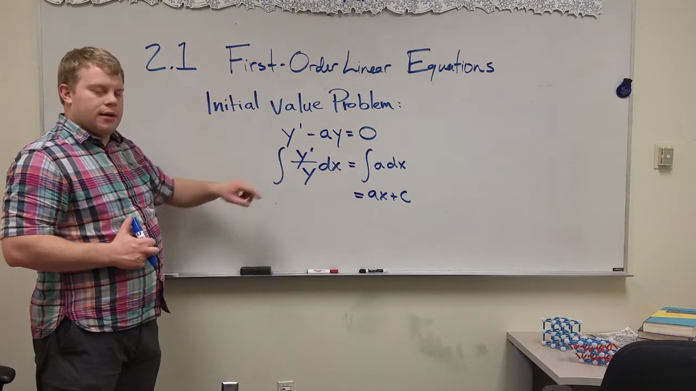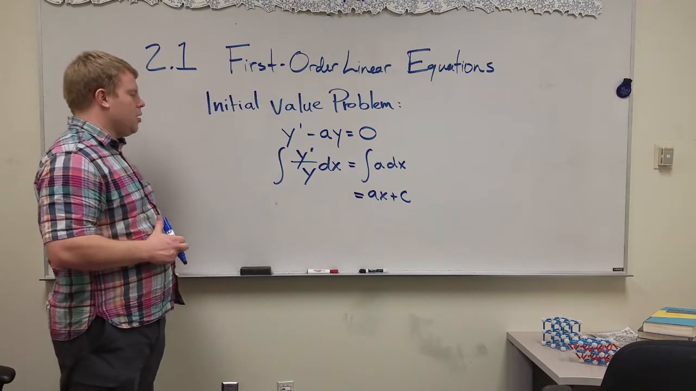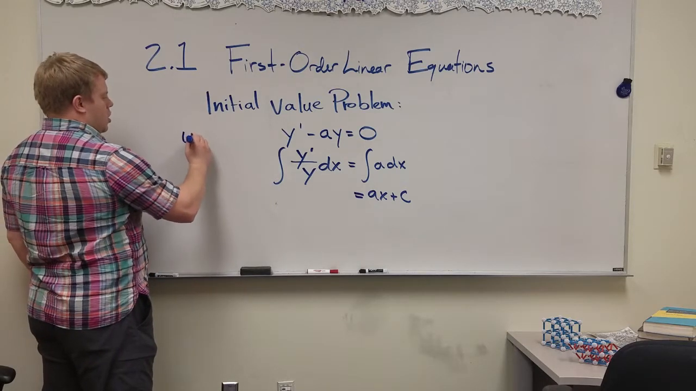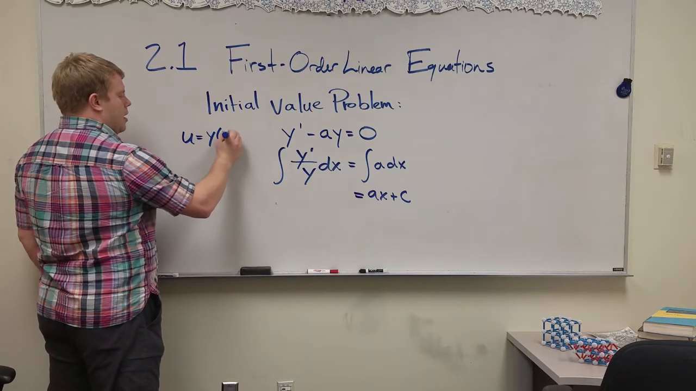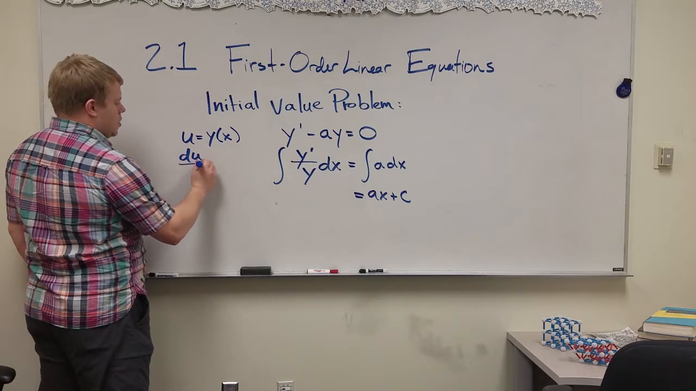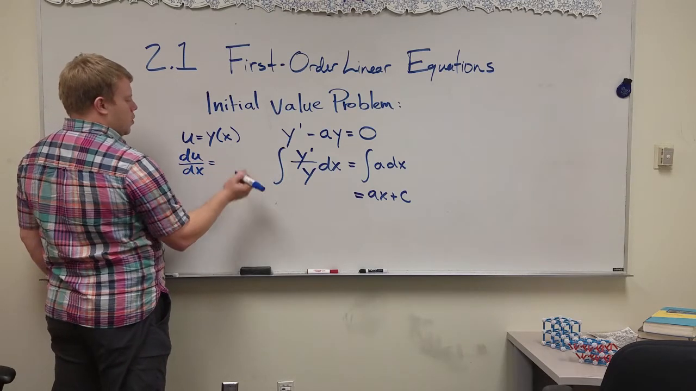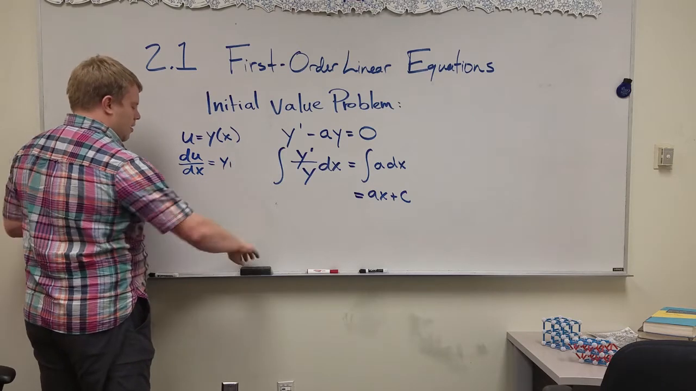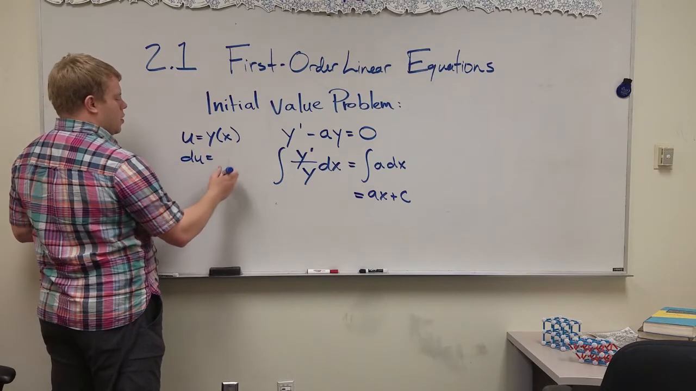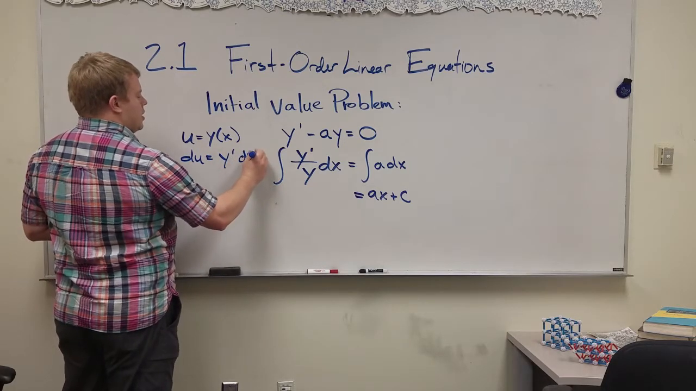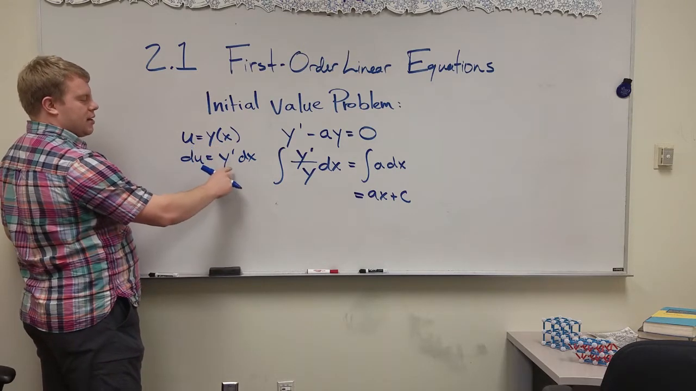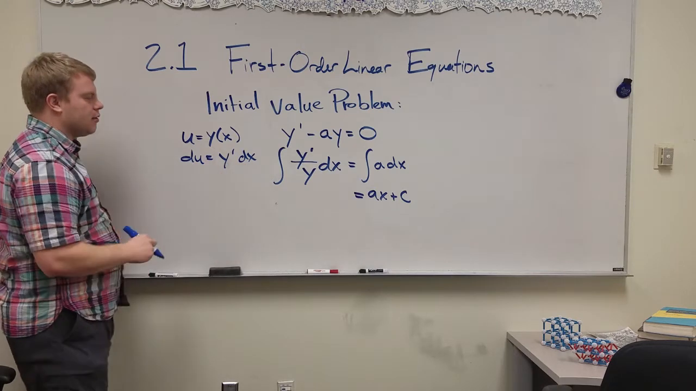What about the left-hand side? Well, you can use substitution tricks here. If you set u equal to y of x, that means du dx is going to equal y prime. Or actually, sorry, a better way to write this is du equals y prime dx, which you get from taking the derivative of this side with respect to x. The chain rule brings that dx out to the side.